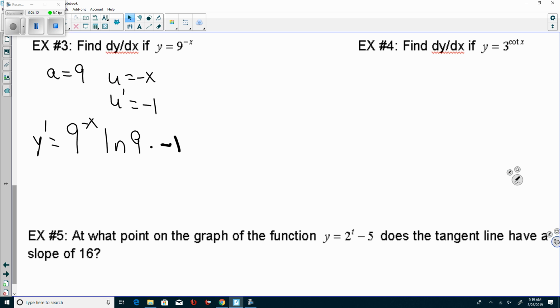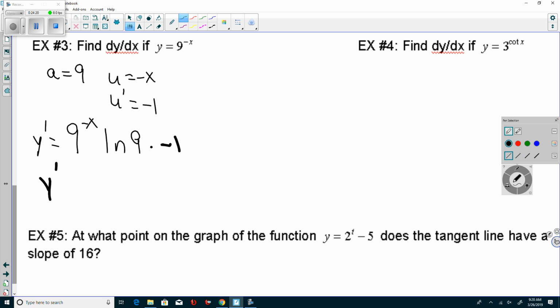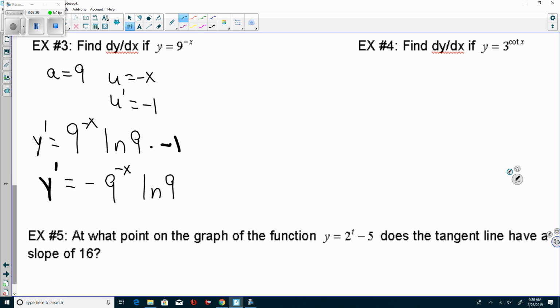So then y prime. If you want to leave it as 9 to the negative x, that's fine. The negative 9 to the negative x, ln of 9. That's your derivative.